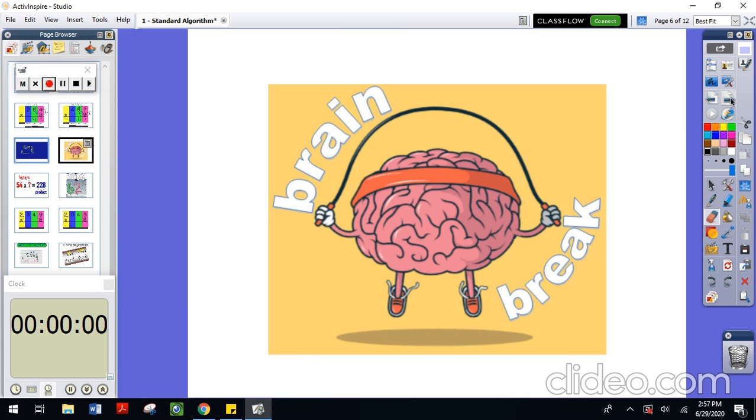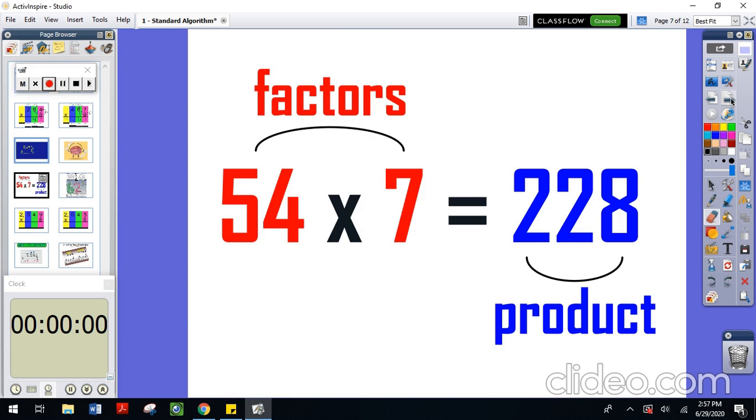Now, let's focus on a brain break. So let's talk about some vocabulary.